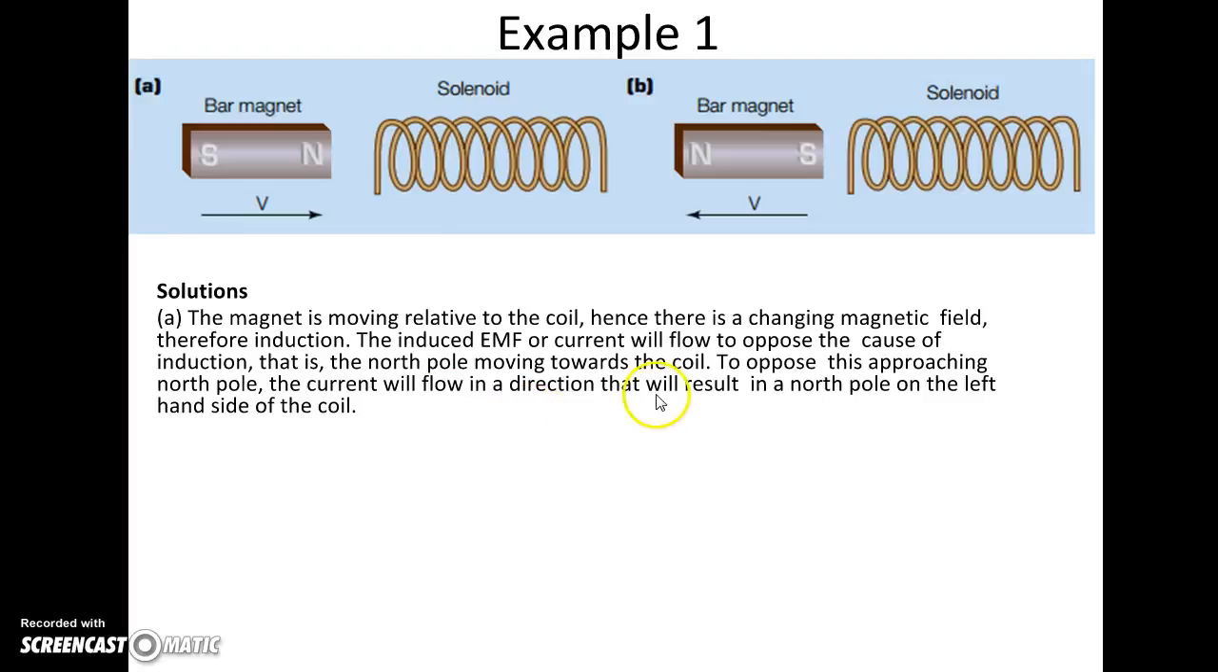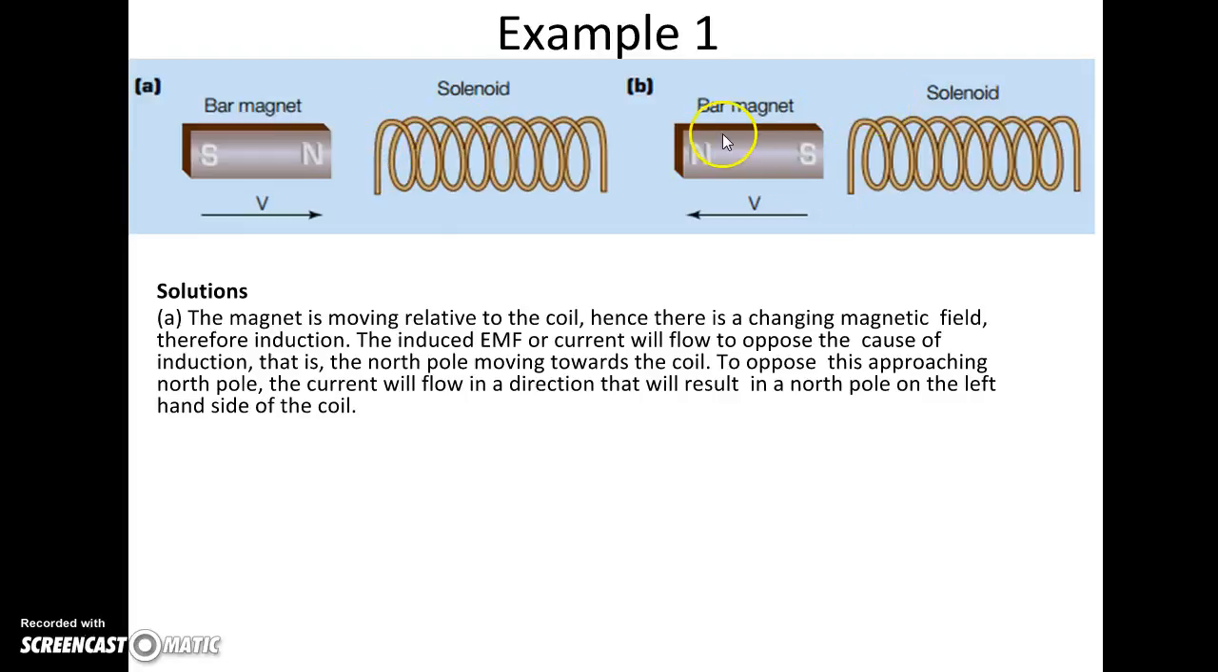The current will flow in a direction that results in a north pole on the left side. Right hand rule, we're going to have the current flowing over and down. It'll come up this side, around, and down. If you use your right hand grip rule, your thumb will be pointing out this way, so we're creating a north on this end, which will oppose the motion.